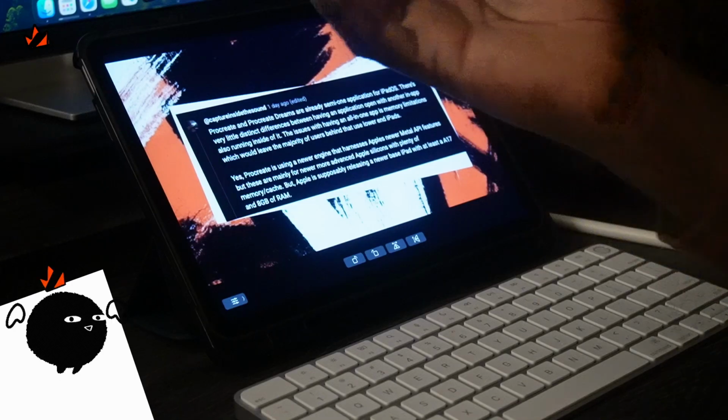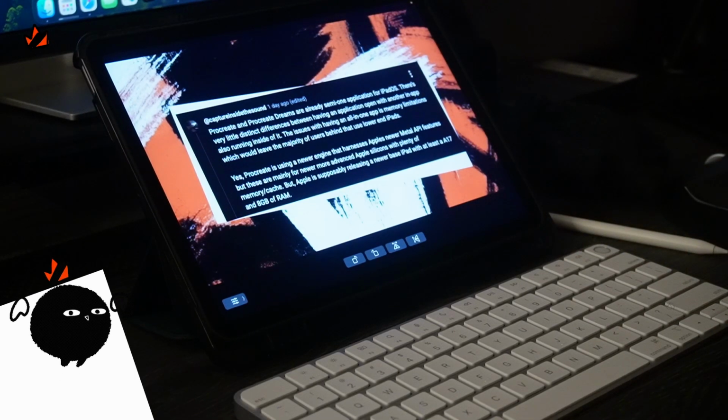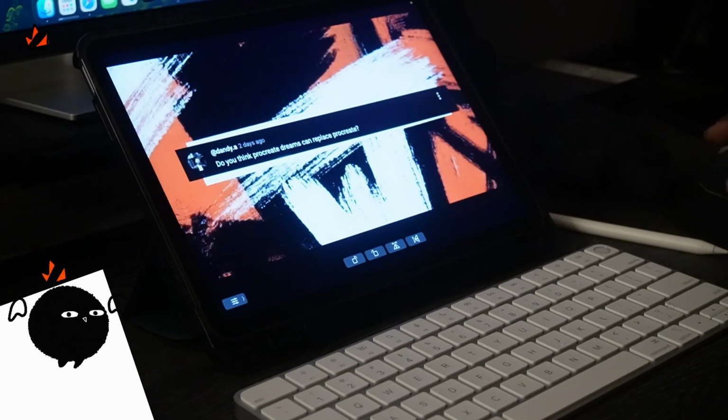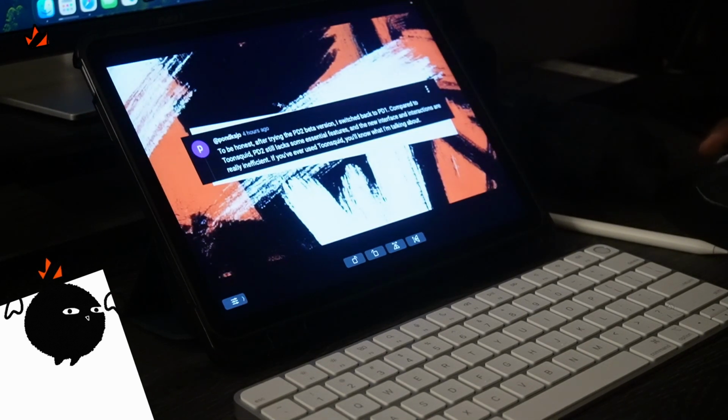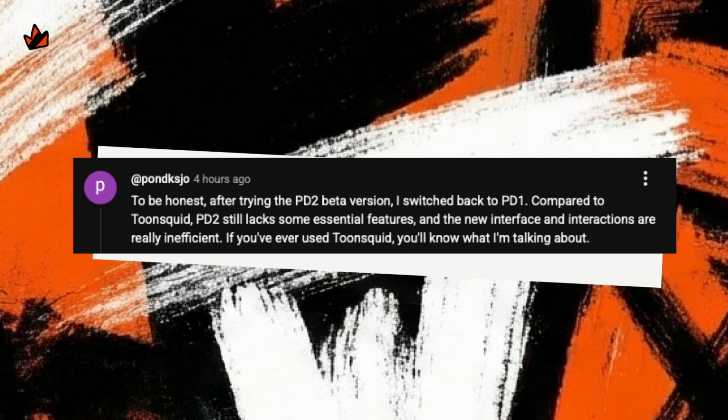Where are all the Procreate Dreams defenders? I think I saw someone else who said they were using Procreate Dreams 2 and they switched back to Procreate Dreams 1. I don't know how they did that, but they did. So maybe Procreate users are not feeling the vibe too. Let me know what you think again.